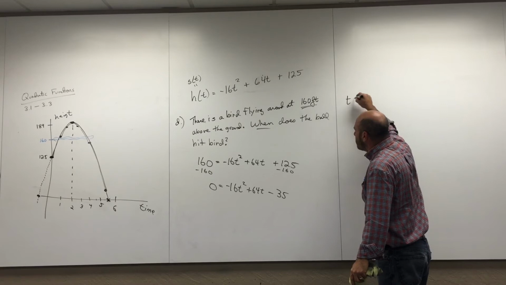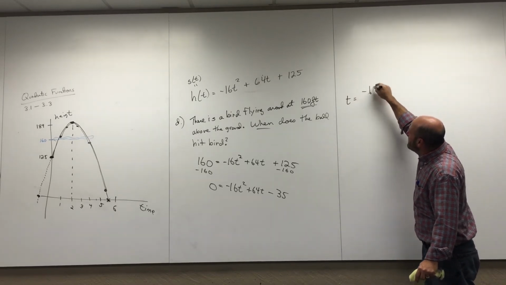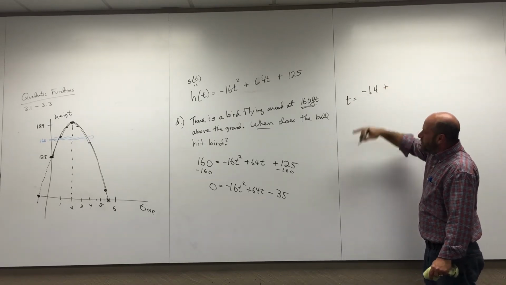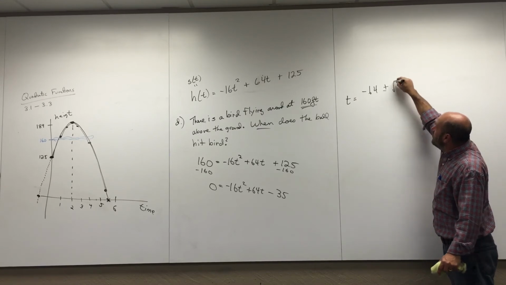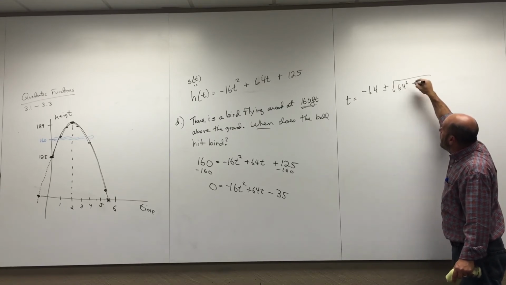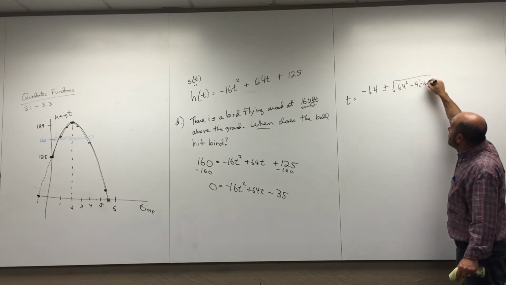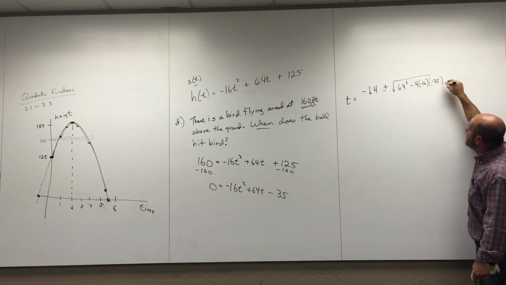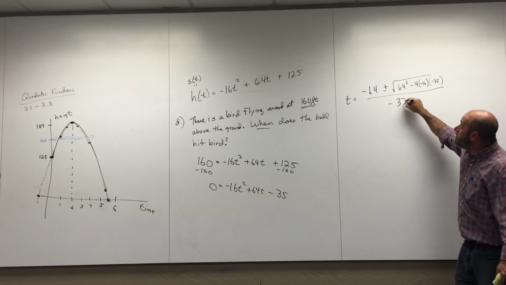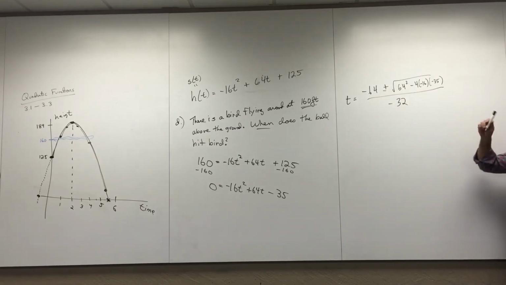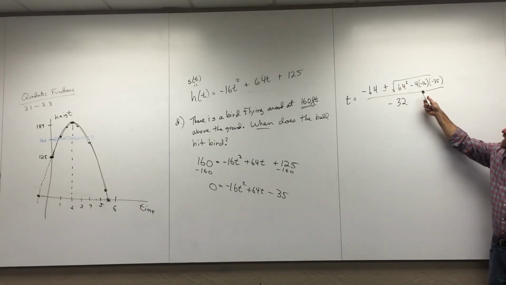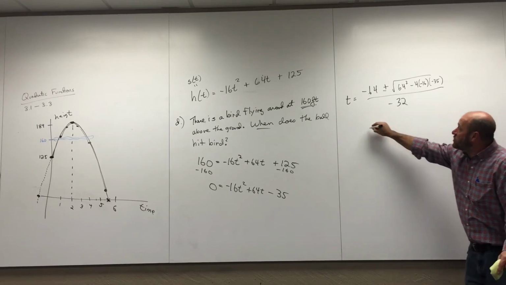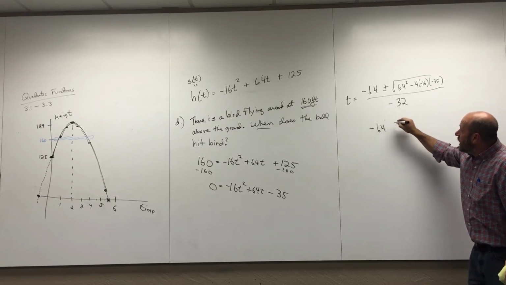The quadratic formula, t equals negative b plus or minus, that's a 64, plus or minus the square root of 64 squared minus 4 times a, which is negative 16, times c, which is a negative 35, all over 2a. There it is again. The main problem is working inside this square root. I get that 64 squared again, don't I?